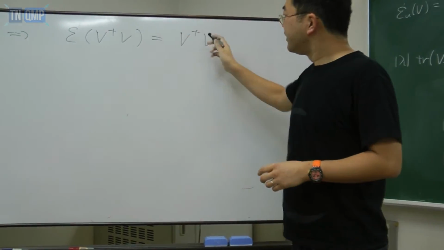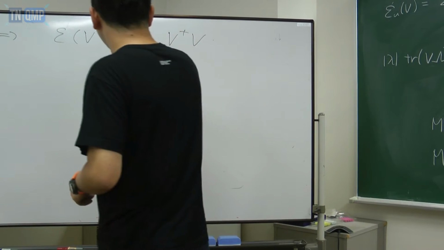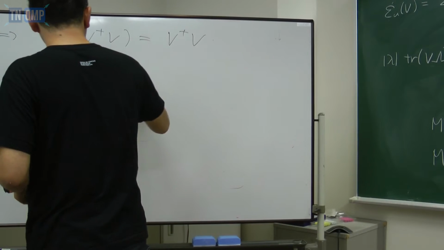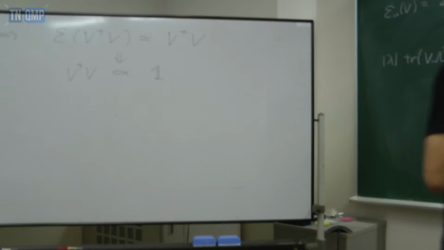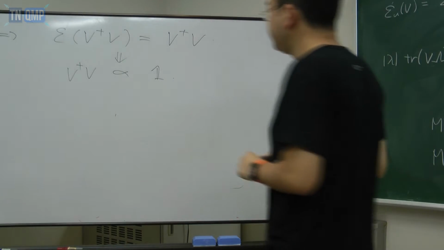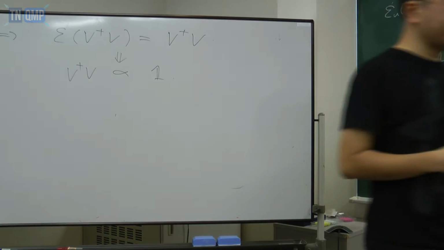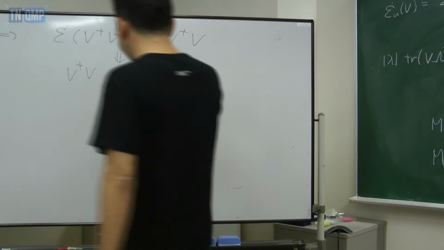And then, by the requirement of purity of original MPS, this V must be proportional to unit matrix. So basically, from this, there is some degree of freedom in choosing V, but from this, V is essentially unit.